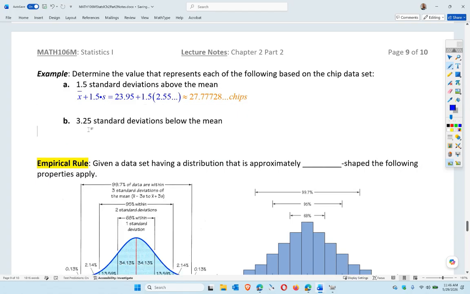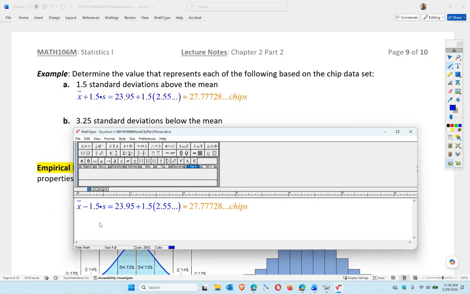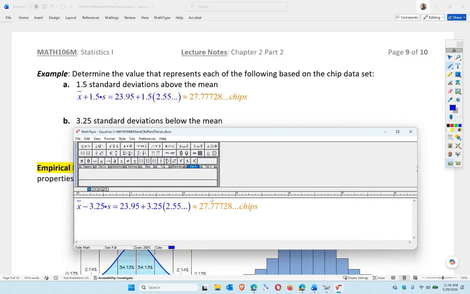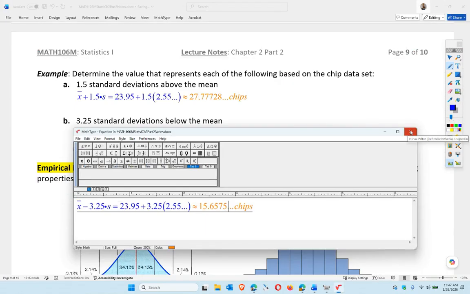So let's say we want to go below. So we do minus for this one, because we're going below. We're going 3.25 deviations, 3.25, and we got 15.6575. Correct, double check. That is correct, what we got.